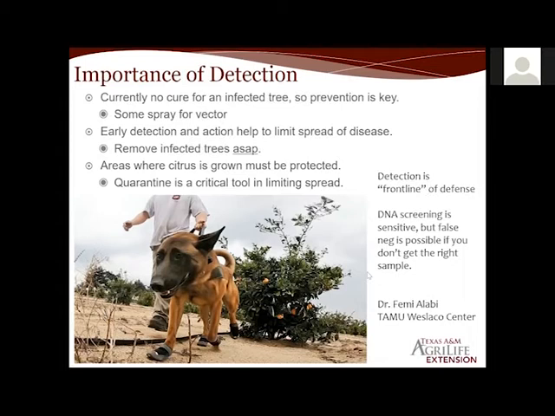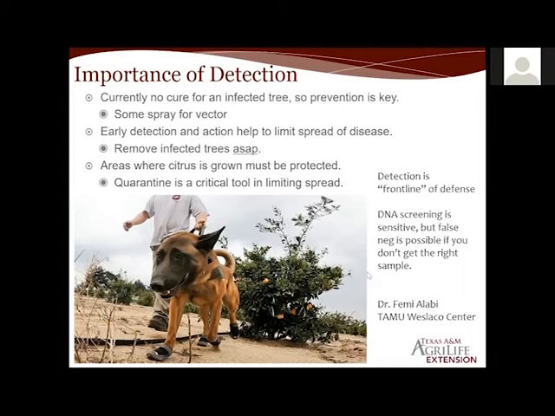Early detection and action to help limit the spread is super important. And removal of trees right away is very, very important because every day that they're out there is another day that they could be infecting other citrus trees. Areas where citrus is grown are of great concern. I can't even explain to y'all how much of a concern this is in terms of the billions of dollars in the industry that's been lost. So quarantine is a really important tool, and that includes efficient mapping, vigilant detection and scouting. And detection is really the frontline thing that we have right now.